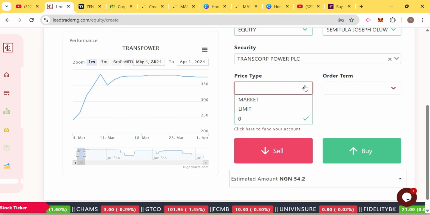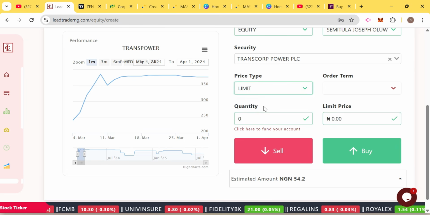They click market. Once you click market, what you are telling the system is: buy for me Transpower at any available price in the market. So once you put it, if there's an offer, it's going to be filled instantly. But what we are going to do is use limit. So we'll come here and click limit. Once we click limit, everything is fine.